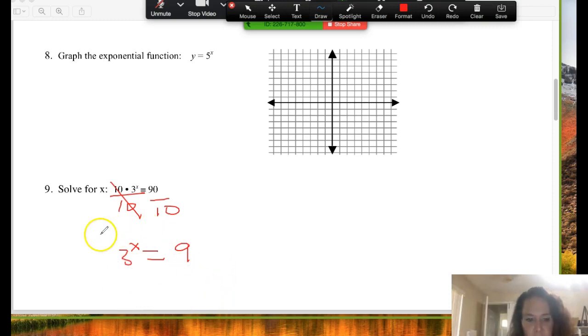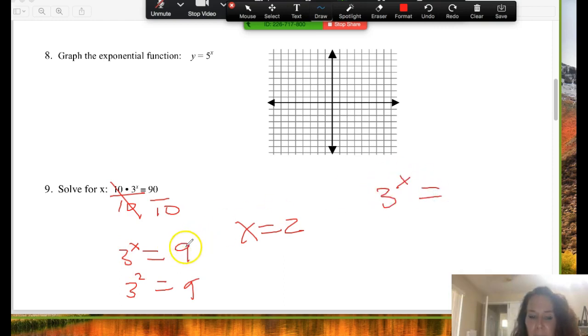Let's just use logic. 3 to the what power gives me 9? Well, if I square 3, I'm going to get 9. So that means that x had to be 2. You could think of it like this: if this is a base of 3, can I get this to be a base of 3? Here's another way to think about it. Can I get 9 to be a base of 3?